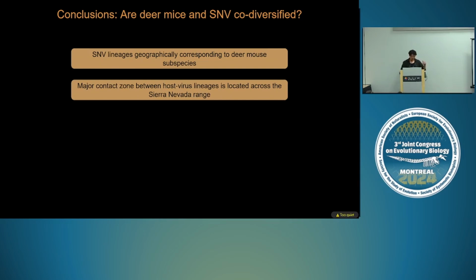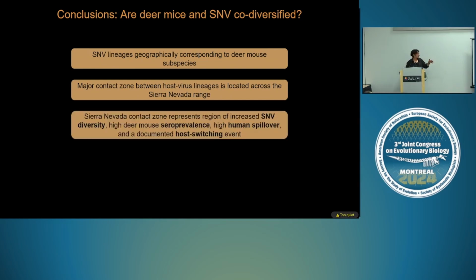And this is also where we see increased Sumeryra virus diversity. We see increased seroprevalence across deer mice populations, high incidence for human spillover, and again, a documented host switching event taking place right across the contact zone, all suggesting that this region is a really, really important area for emerging eco-evolutionary dynamics between deer mice and Sumeryra virus.